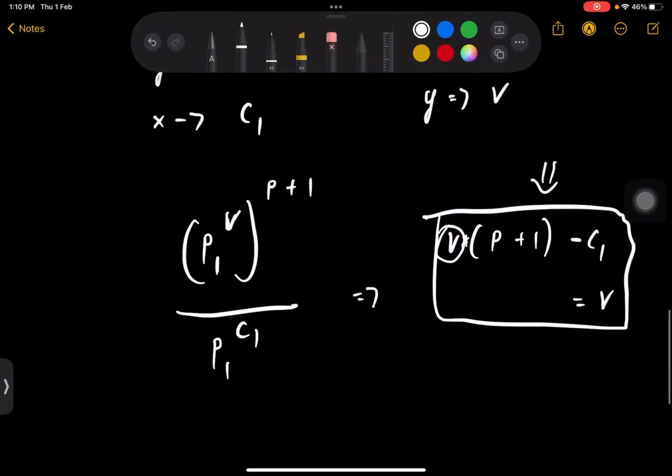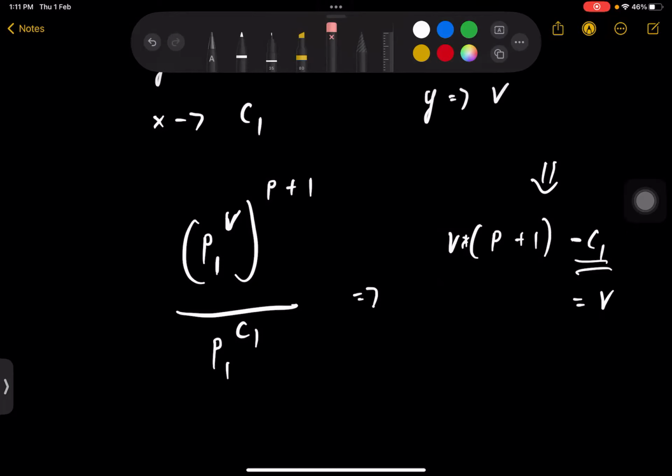And one more claim is only one such value can exist. Why? Because this is always an increasing function. It will never be constant. So let's say once we found some V which satisfies this condition, then if we increase the V, it will never satisfy, because we are increasing the left hand side, but the right side is always constant.